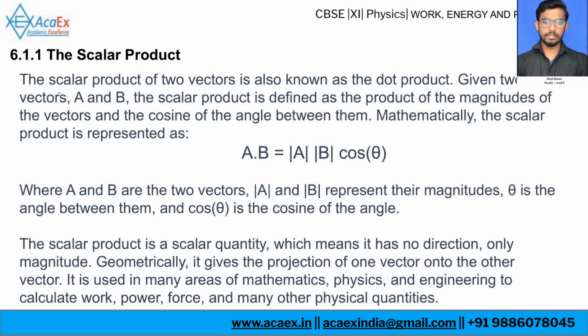Scientific definition of work. Work is said to be done when a force produces displacement. W equals F dot d, which equals Fd cosine theta. Here, theta is the angle between the force F and the displacement d. Work done is a scalar quantity.